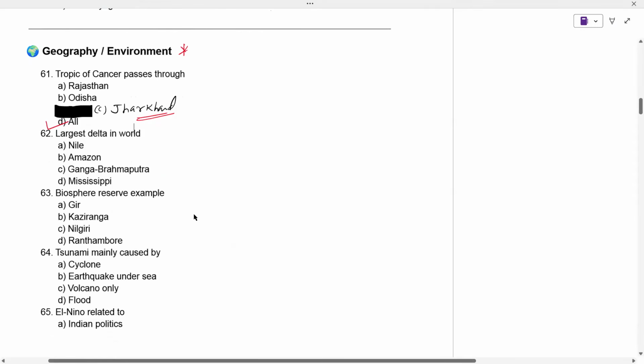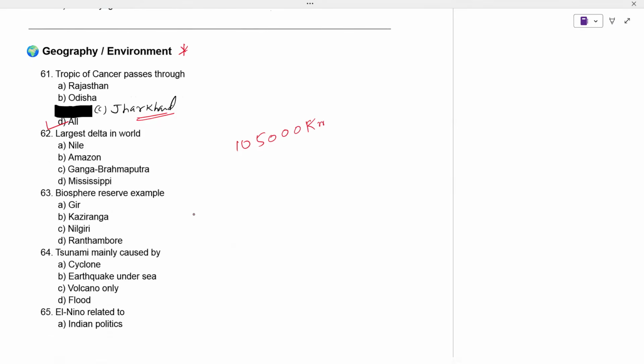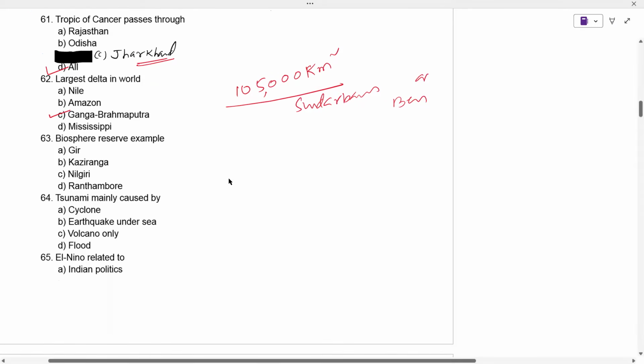Largest delta. But this is an important and interesting question here. Largest delta means it's not a smallest one, my dear. It's not an ordinary thing also. 105,000 square kilometers, means 1,05,000 square kilometers area. This delta actually, that's the reason it's called the largest delta in the world. So is it Nile or Amazon or Ganga Brahmaputra delta or Mississippi delta? So beta, answer is Ganga Brahmaputra delta. This is known as Sundarbans delta, right? Sundarbans delta, or you can say Bengal delta also, remember, right? So that's why it's the largest delta in the world.